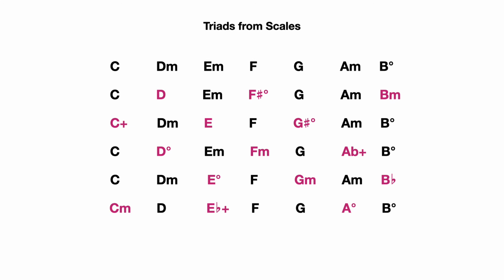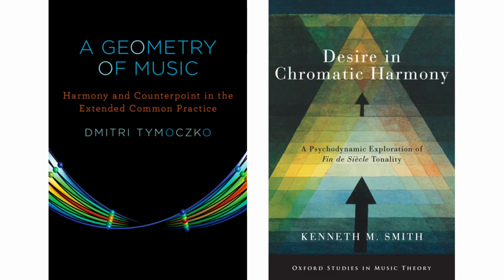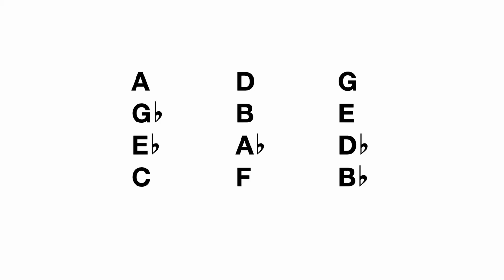Now, this next step actually borrows from a number of different sources, primarily the work of Dmitri Tymoczko in the book Geometry of Music and a lot of his published papers, and also the work of Kenneth Smith in Desire and Chromatic Harmony, as well as the work of Richard Cohn and Fred Lerdahl and a lot of others. But what this does is it creates a structure.